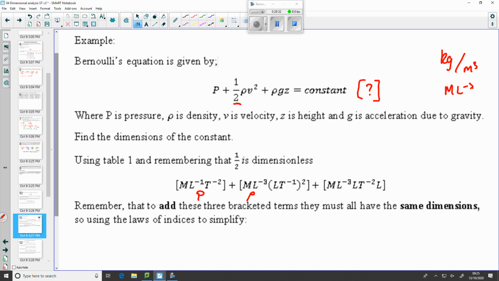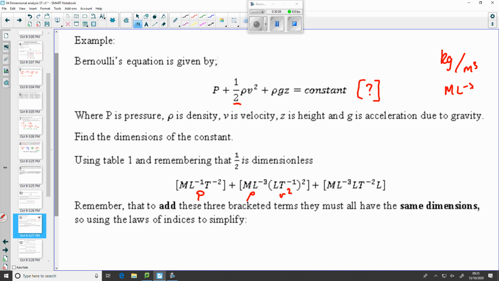And then we've got V squared. Well, the dimensions of velocity are length T to the minus 1, length per time. And then we've got that in brackets because we need to square it because we've got V squared. We'll follow that. And so this bit is V squared.